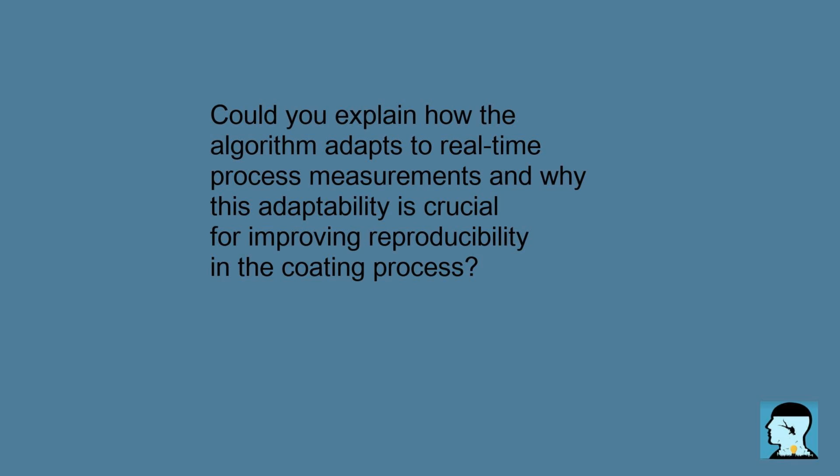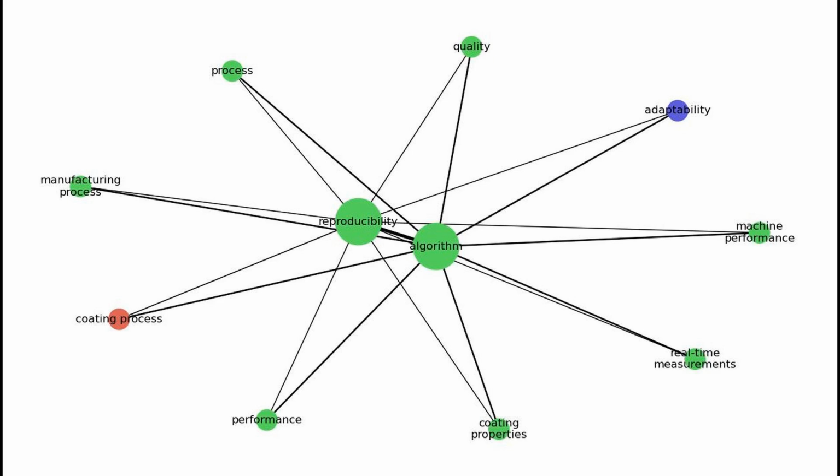That makes the concept really clear. Could you explain how the algorithm adapts to real-time process measurements and why this adaptability is crucial for improving reproducibility in the coating process? The algorithm's ability to adapt to real-time process measurements is like a skilled driver adjusting their speed and direction based on the changing conditions of the road.